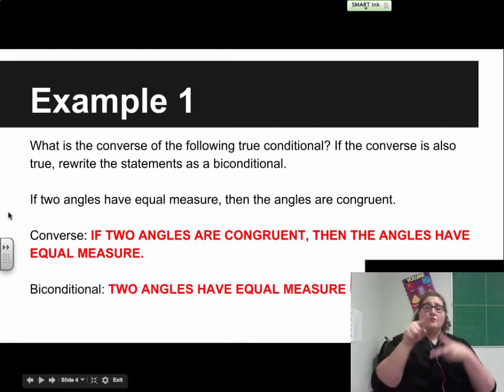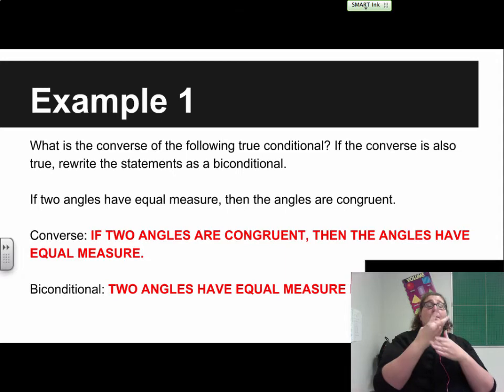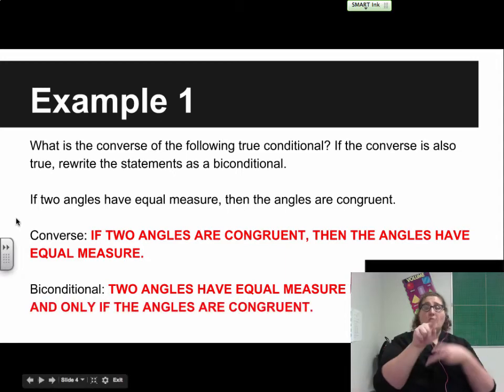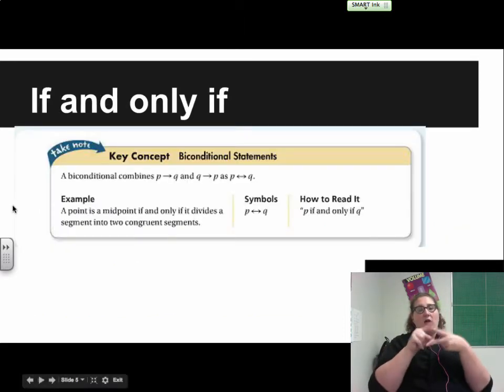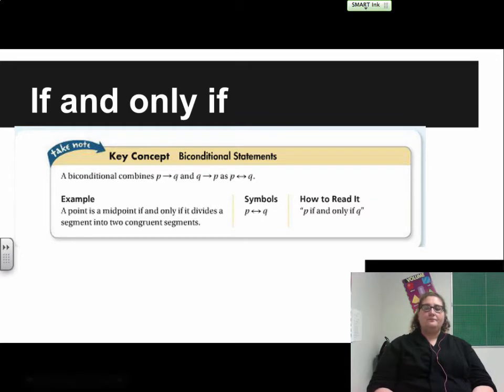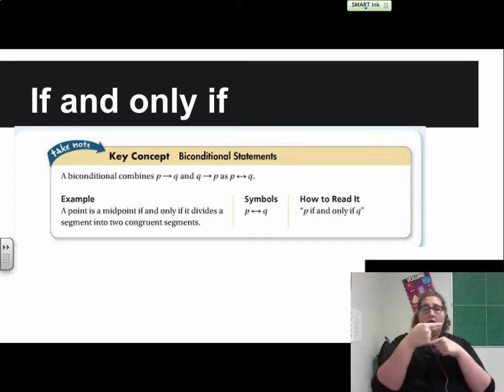Since both are true, we can say two angles have equal measure if and only if the angles are congruent. If and only if. The symbols, notice this way we have two arrows going back and forth, and we're saying that it's if and only if. And this is if the conditional statement and the converse are true.